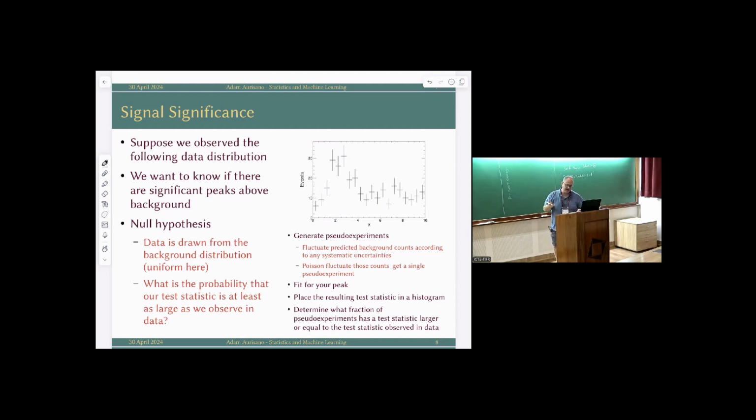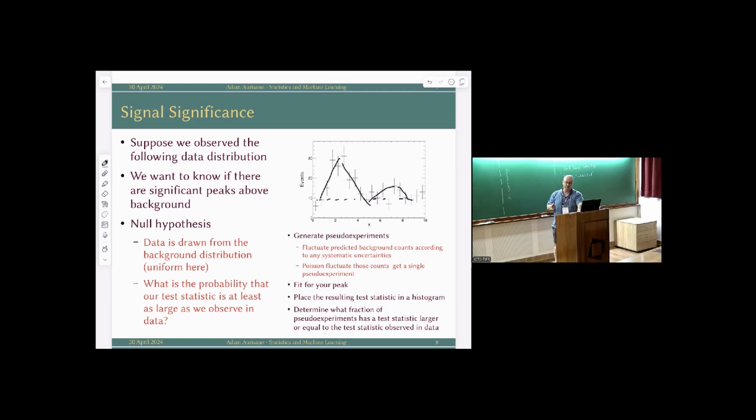So we have to, again, ask, what's the probability that our test statistic is at least as large as what we observe in data? In this case, we see this, we might think maybe there's some sort of background like this, and you can imagine maybe there being a peak over here, or maybe there being a peak over there, right? Just by looking at it. And the question is, if I did some sort of fit, how often would the fit pick something like this out if the background were just a flat background, like what you were expecting?